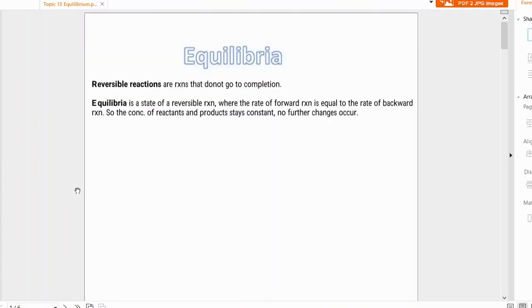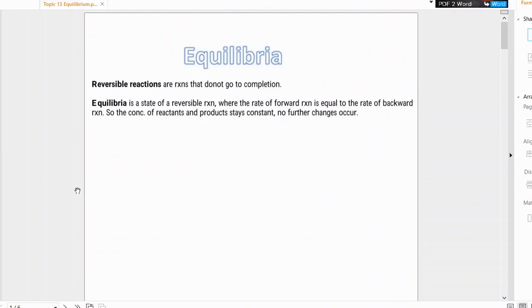Welcome to this video. This is topic 13 of Edexcel International A-Level Chemistry for Unit 4. This is the third topic of Unit 4. After that, we only have 2 topics left, hopefully finished by the end of August or start of September. So I'll be taking a break. And this is also topic 11 for Edexcel A-Level Chemistry.